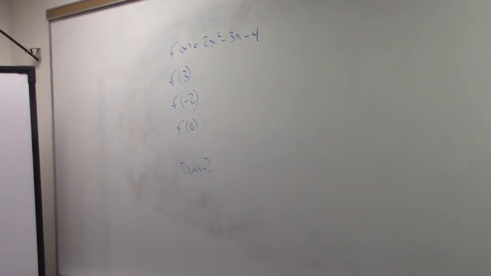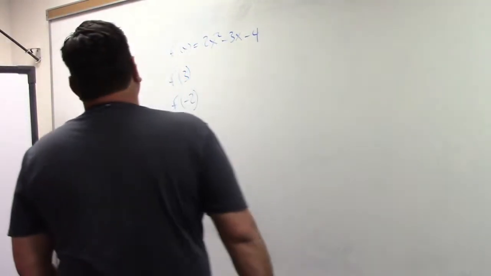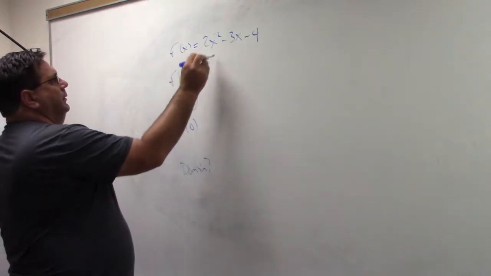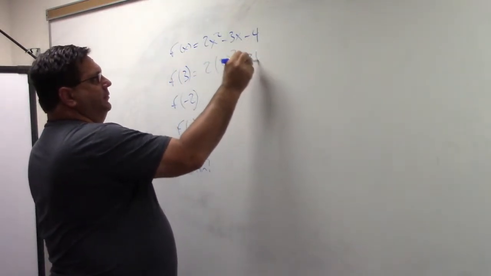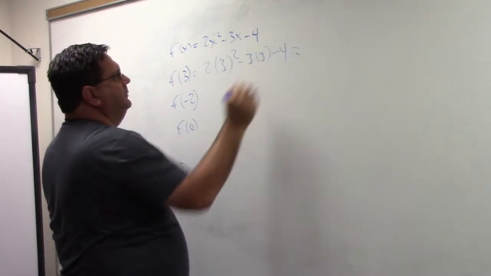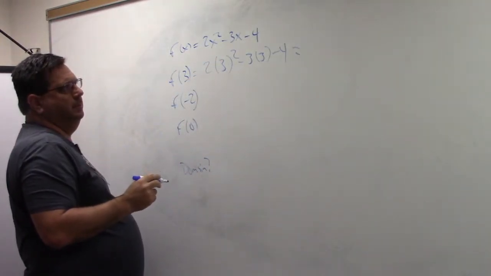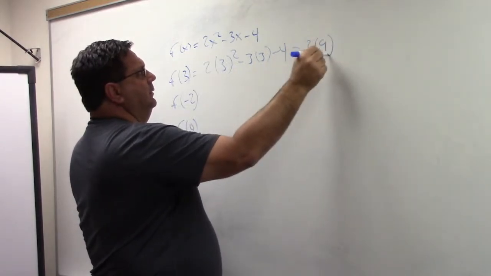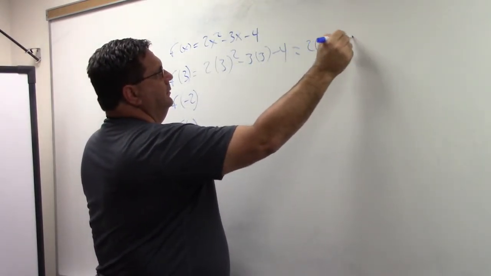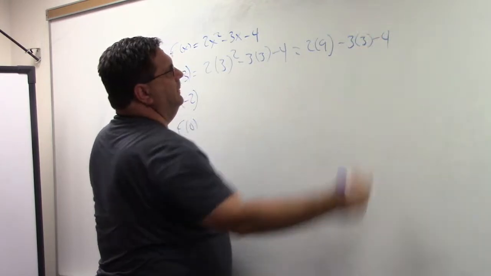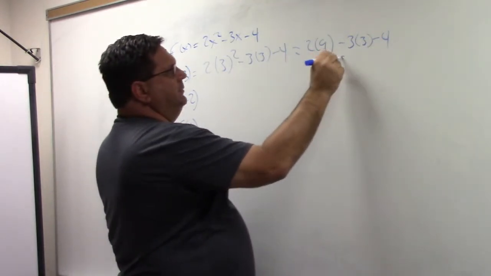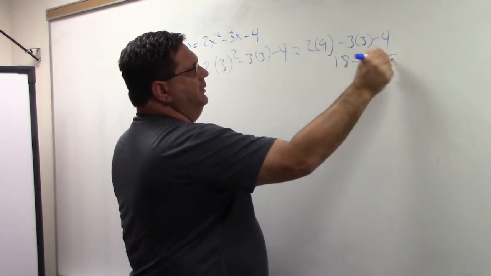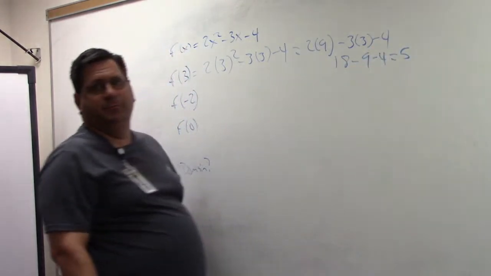All right. F of 3. 2 times 3 squared minus 3 times 3 minus 4. 3 squared is 9. This is 18 minus 9 minus 4, which is 5.